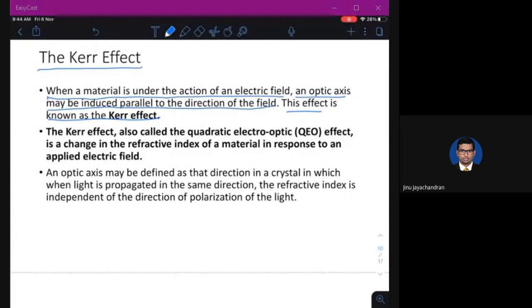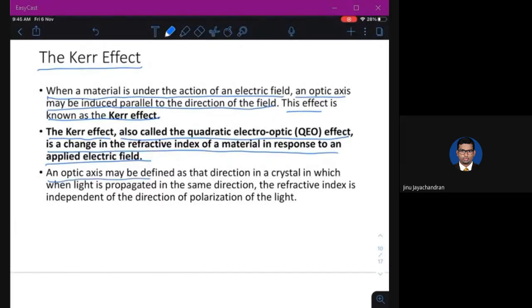The Kerr effect is also called the quadratic electro-optic effect, or QEO effect. It is a change in the refractive index of a material in response to an applied electric field. The change in optic axis means there is a change in refractive index. So when you apply an electric field, there is a change in refractive index, which in turn changes the optic axis. This is called the Kerr effect.